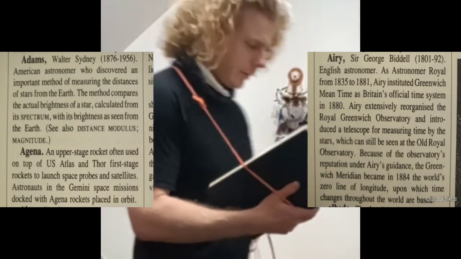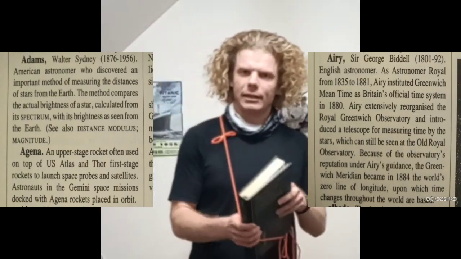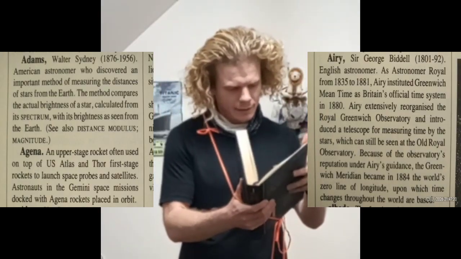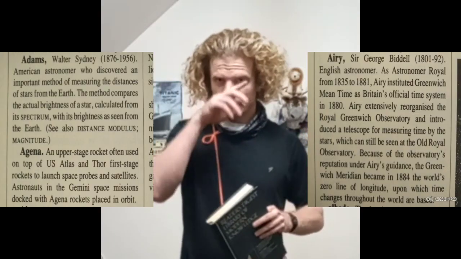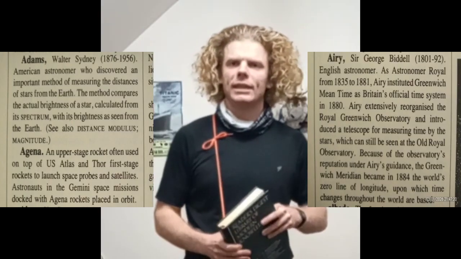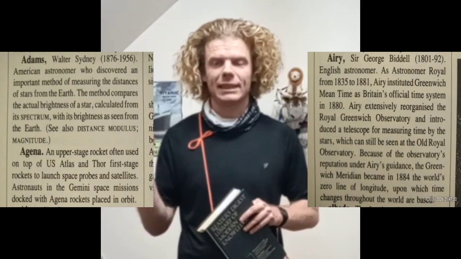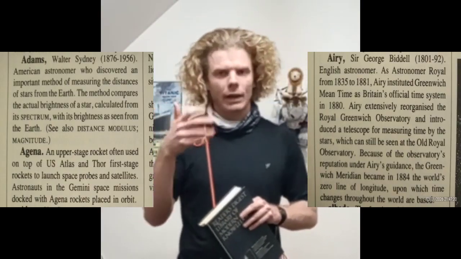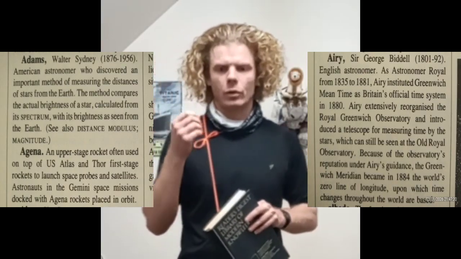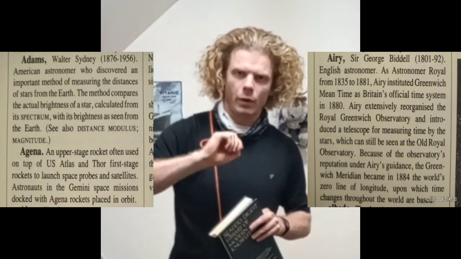I always think of someone else. Walter Sidney Adams, 1876. Walter Sidney Adams, born in 1876, lived until 1956. He worked out an important method to measure the distance of stars from the Earth.